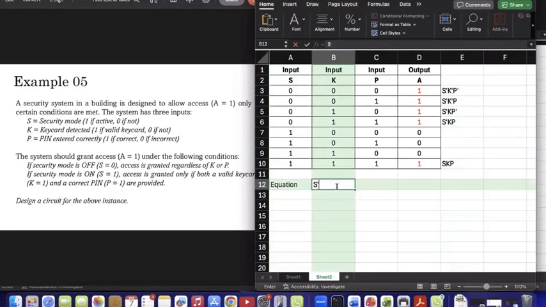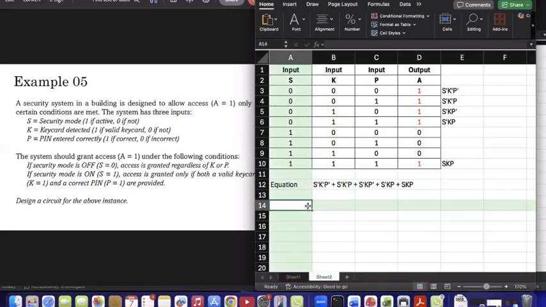you people have improved a lot from the first class to now. I don't know, like good improvement. You all are learning. S bar K P bar plus S bar K P plus S K P. Is that fine?